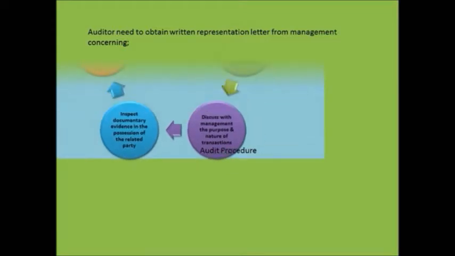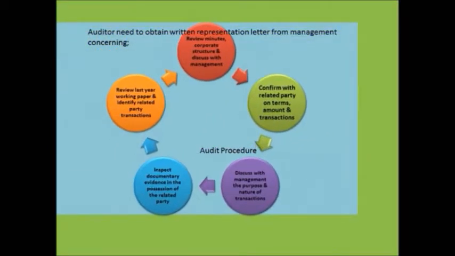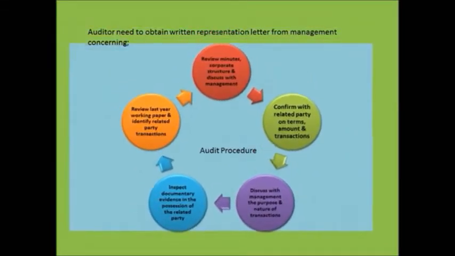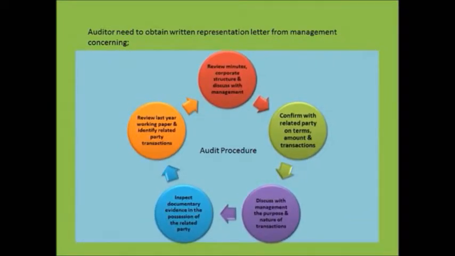The audit procedures process is, first, review last year's working papers and identify related party transactions. Second, review minutes and corporate structure and discuss with management. Third, confirm with the related party the terms, amounts and transactions. Fourth, discuss with management the purpose and nature of the transactions. And the last step is to inspect documentary evidence in the possession of the related party.